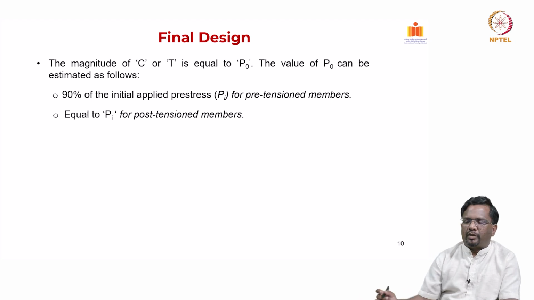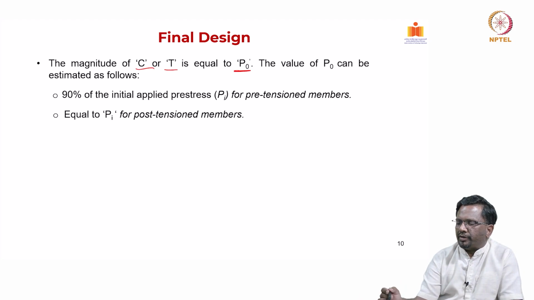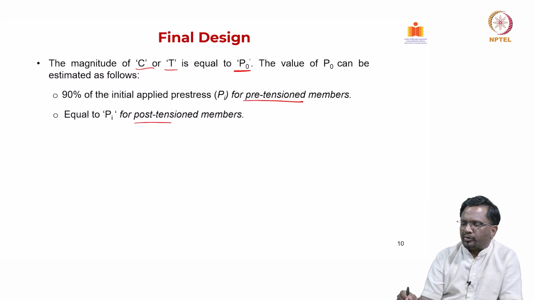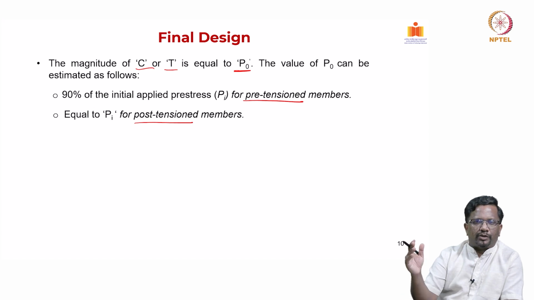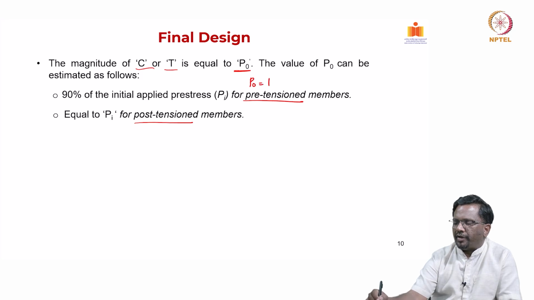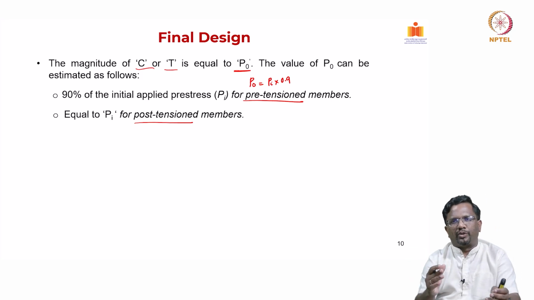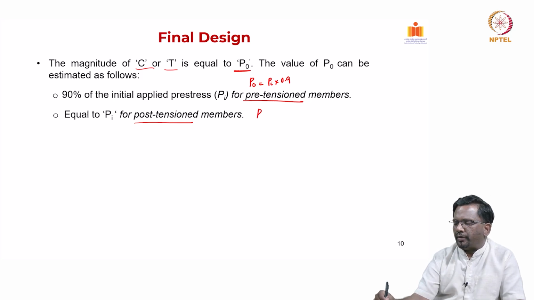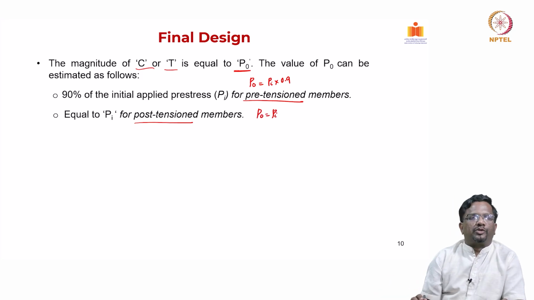Now if you go back, what should be P naught? So the C or T is equal to P naught. The value of P naught depends upon whether it is pre-tension or post-tension. For pre-tension, as you know, elastic shortening will be there, and so P naught can be taken as Pi multiplied by 0.9. For post-tension, there is no elastic shortening. Typically, if the cables are tensioned simultaneously, we take P naught equal to Pi for a post-tension system.